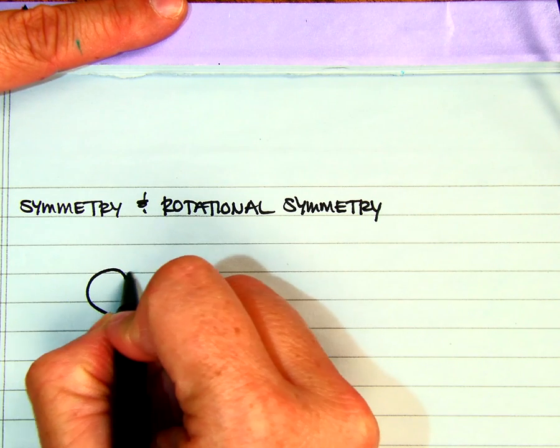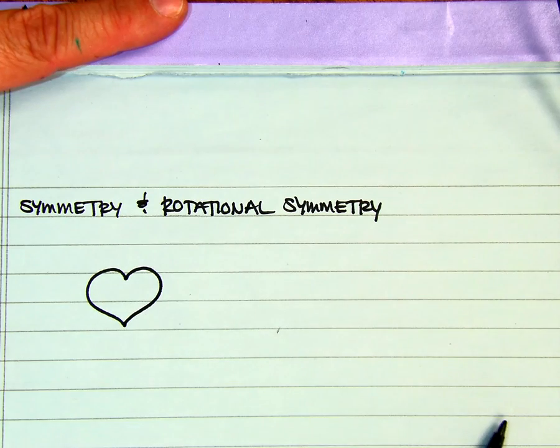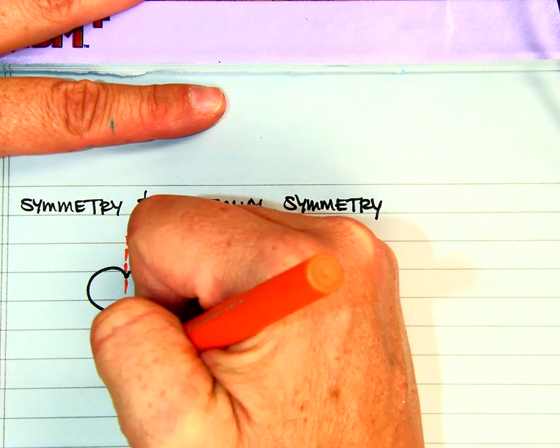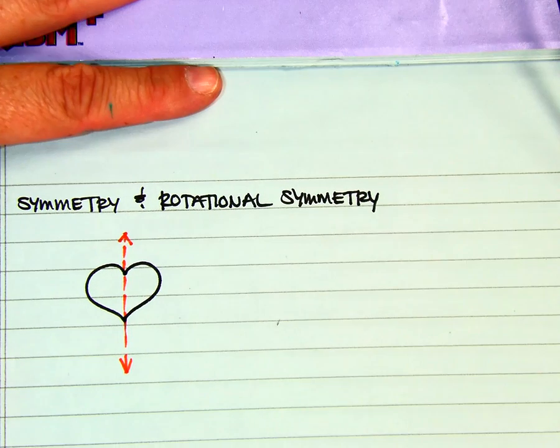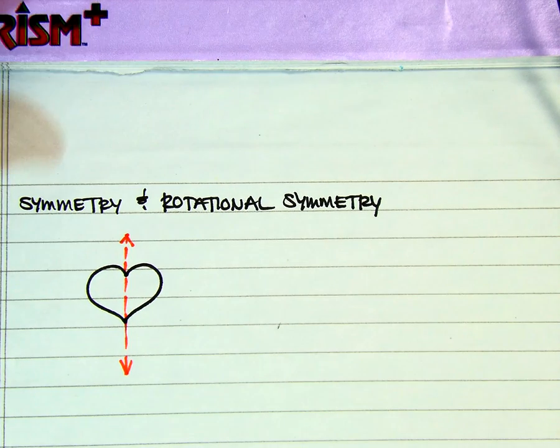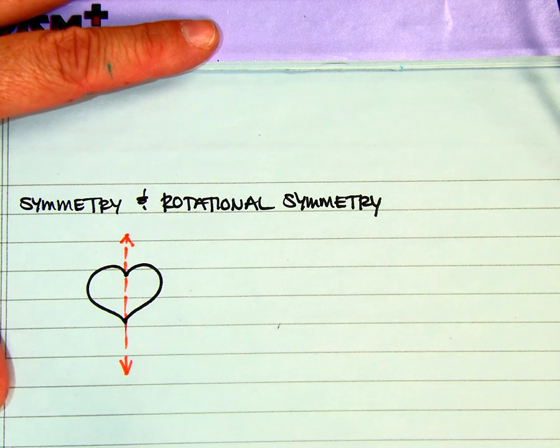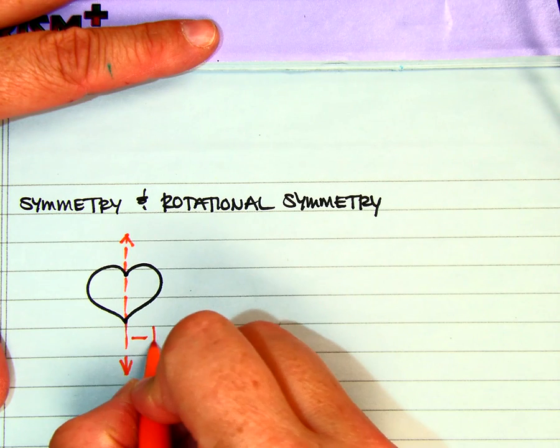For example, if I have a perfect heart and I were to fold it on that orange line, which we would call the line of symmetry, would it map onto itself? And the answer is yes. So this would be the line of symmetry.